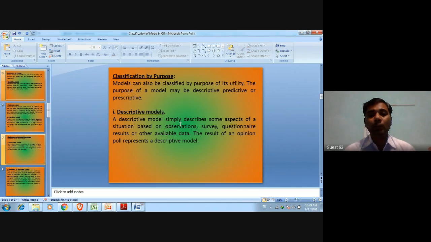Nowadays, many companies are conducting surveys, and they are also paying you to answer some questions. These are used for the company's new project, either launching a project, a product, or anything else. So they conduct surveys to get the opinions of respondents. These types of models are descriptive models.